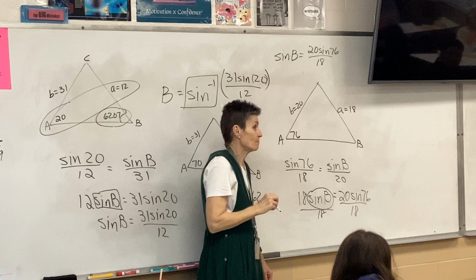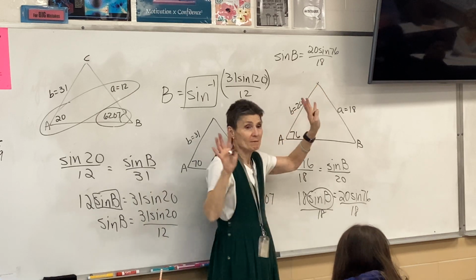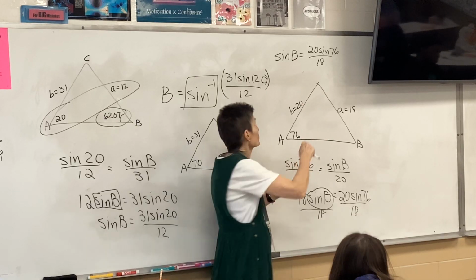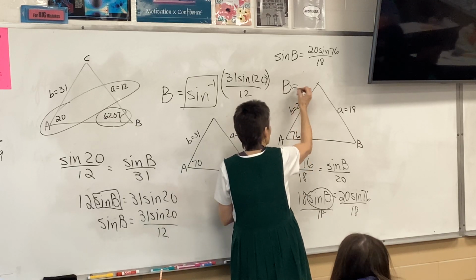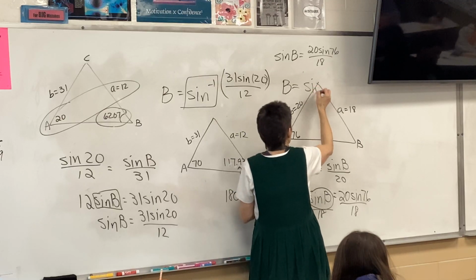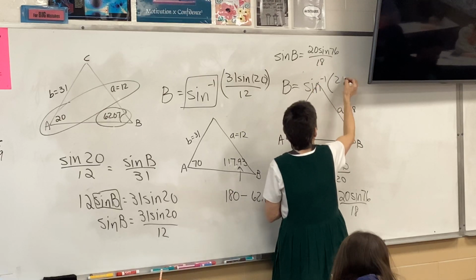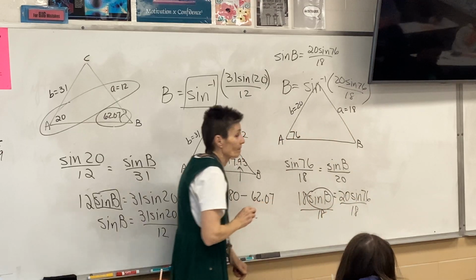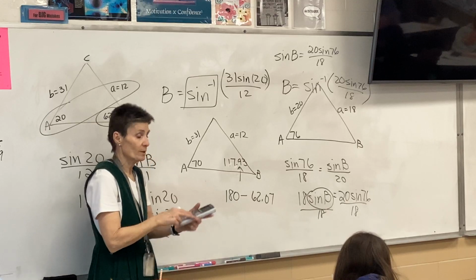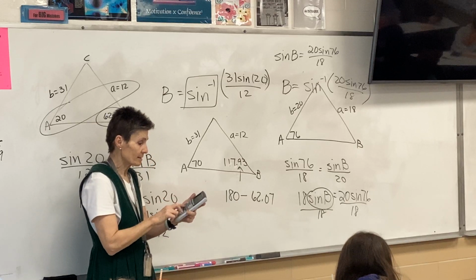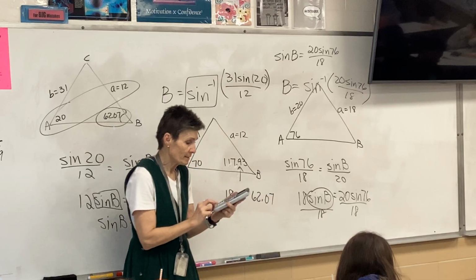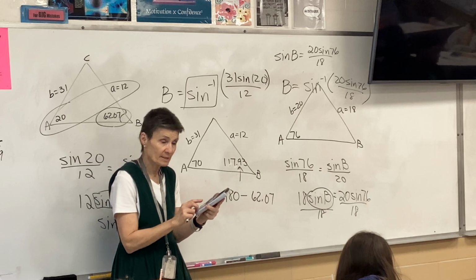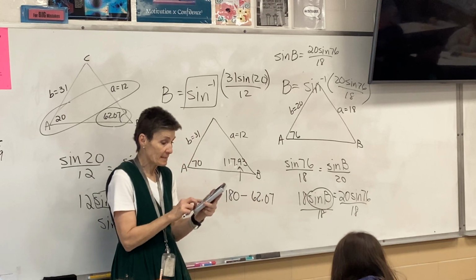I don't want sine B. You can go ahead and type that in, but it's going to be a meaningless decimal. You need to know angle B. So how do we get angle B? What do we type? B equals inverse sine of that thing. All right, so here we go. Second sine, 20 sine 76, close the parentheses, divided by 18.